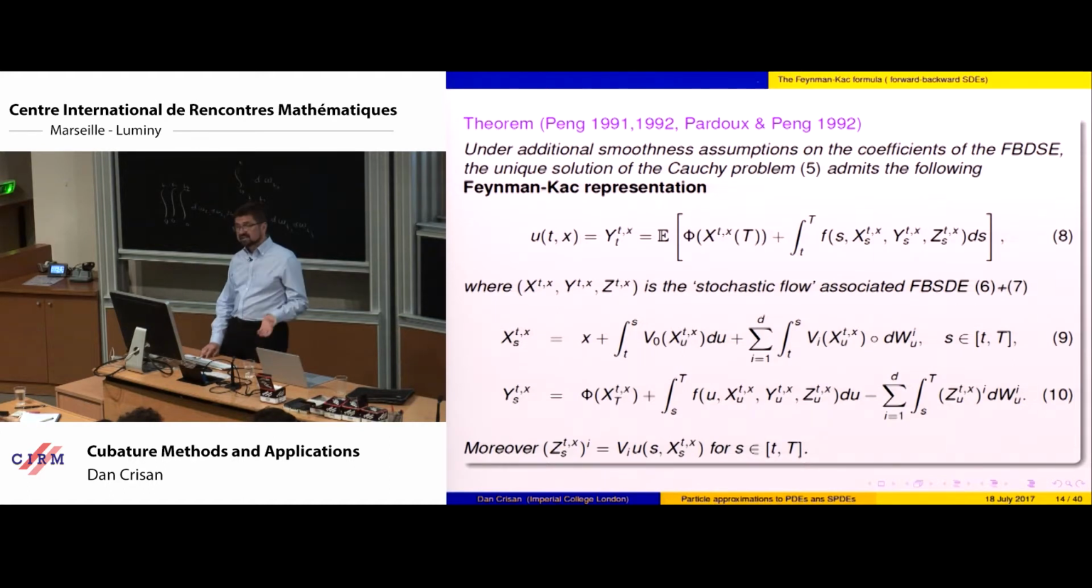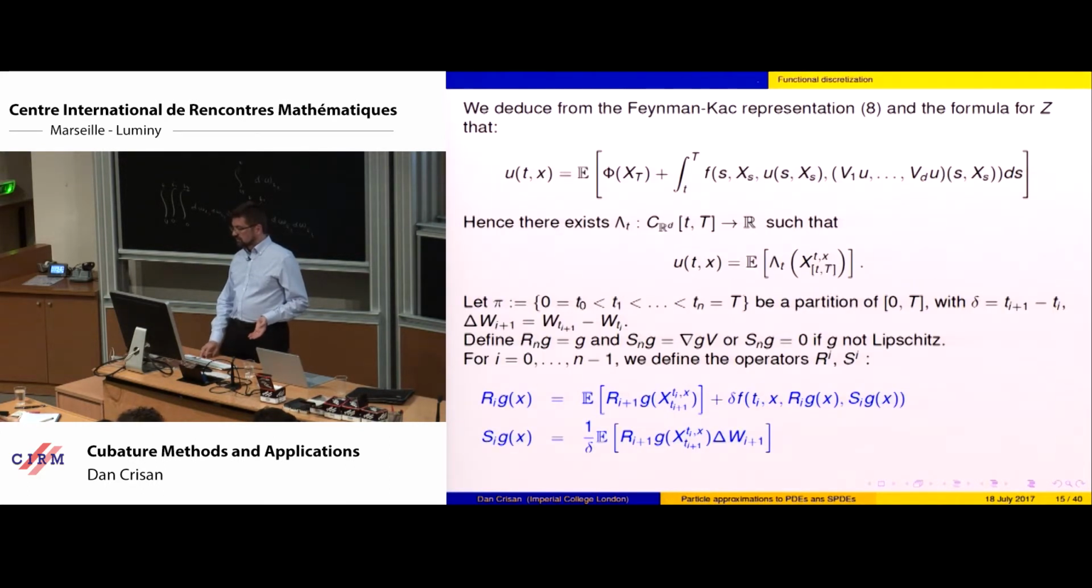So the next step that I need to do is to discretize. So this is what I'm saying in here. I have a way to represent the solution of the semilinear PDE in terms of a Feynman-Kac representation, and then I can start to discretize it. And I'm explaining in here how you discretize it. We used a methodology which was introduced by Bouchard and Touzi. This is simply a discretization of the functional. I can't go through the details of it because I'm running out of time.